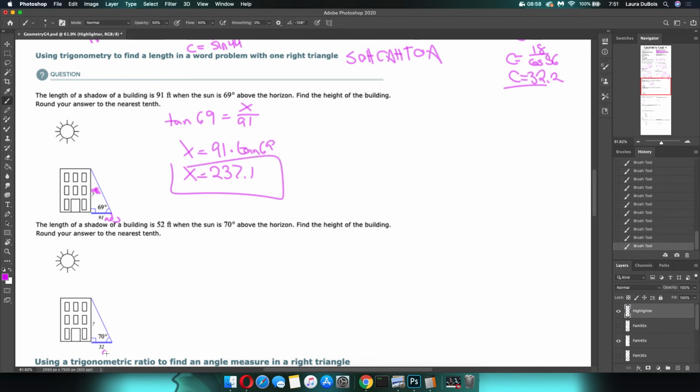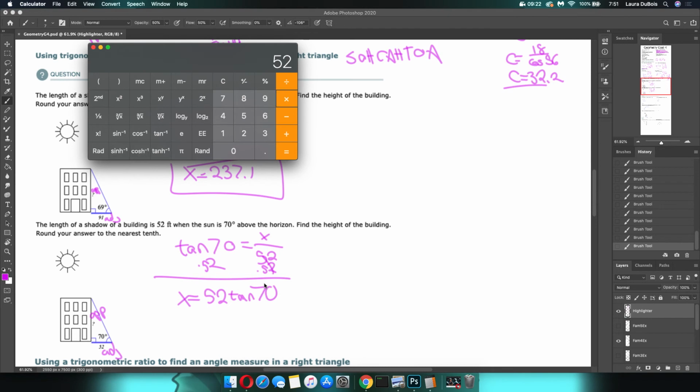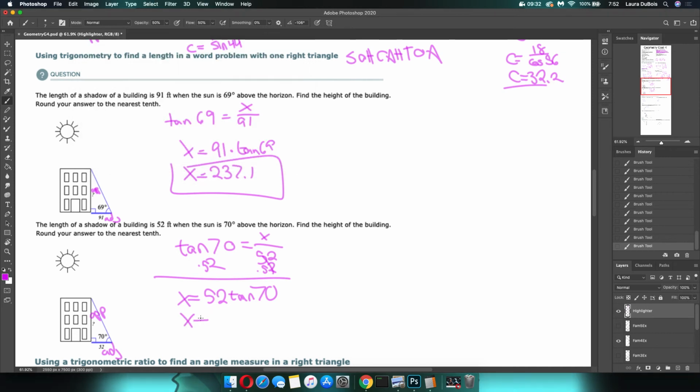Let's see here. We have an adjacent and we have an opposite, so we're doing tangent again. Tangent 70 equals opposite over adjacent, 52. So x equals 52 times tangent 70 degrees, which is 66.55, so 66.6. X equals 66.6.